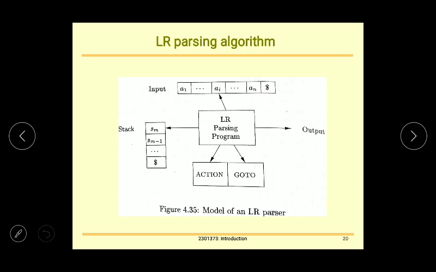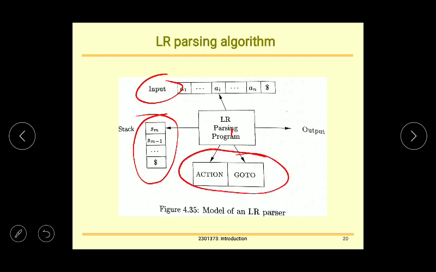Here in the LR parsing program, this is the algorithm which takes different parts. First part is input. Input is the string which is given to you, for example, ID plus ID star ID. Then there is a stack for temporarily holding the inputs as well as the states. Then this is the table, actually, action and goto. There are two parts, action and goto. Okay, so let us see how to construct this table in the next part.